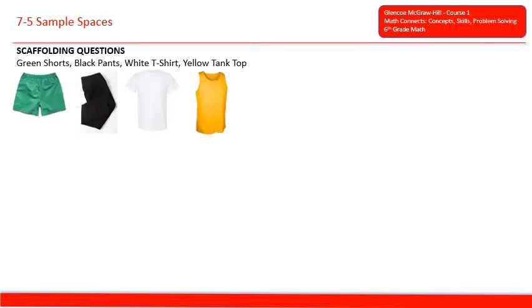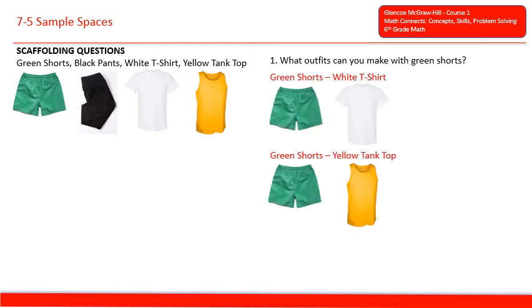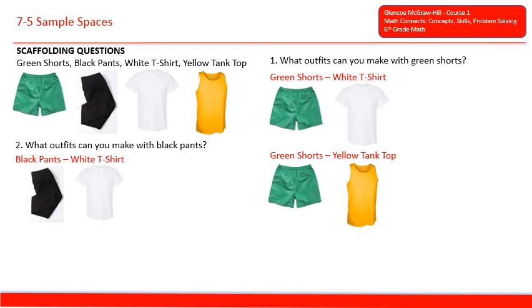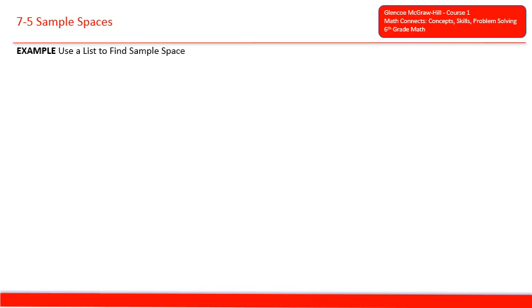Scaffolding questions. We have green shorts, black pants, a white t-shirt, and a yellow tank top. What outfits can you make with green shorts? You can make green shorts and a white t-shirt, green shorts and a yellow tank top. What outfits can you make with black pants? Black pants and a white t-shirt, black pants and a yellow tank top. How many outfits in all could you create with these clothing choices? 4 choices. Use a list to find sample space.